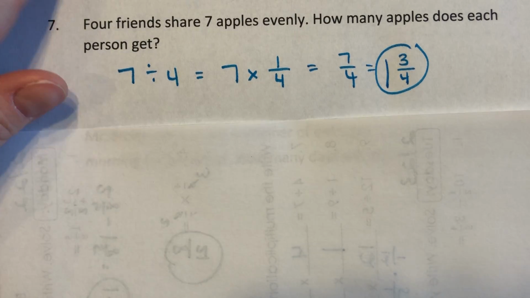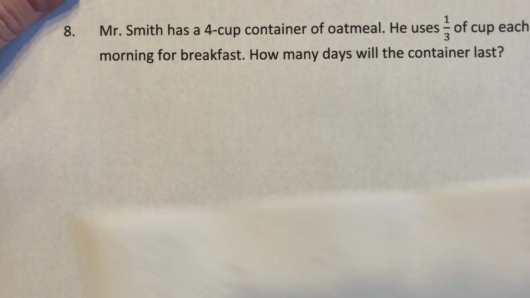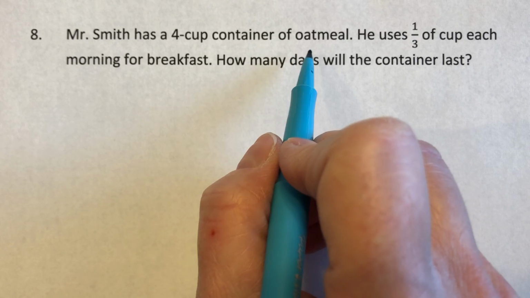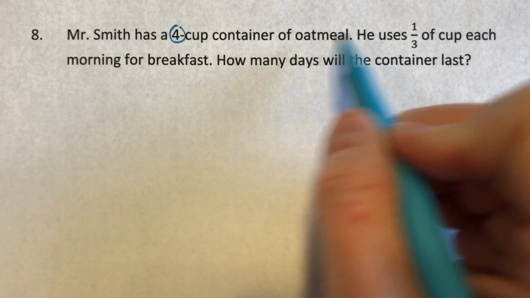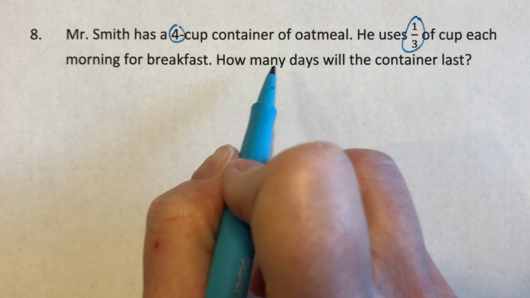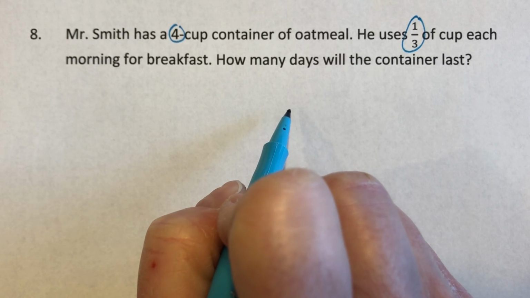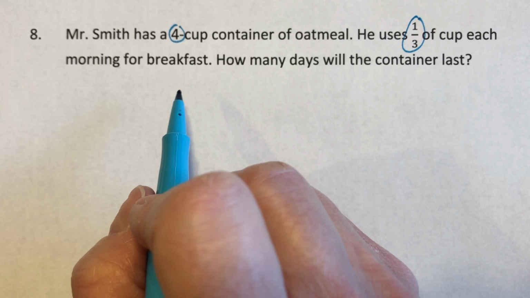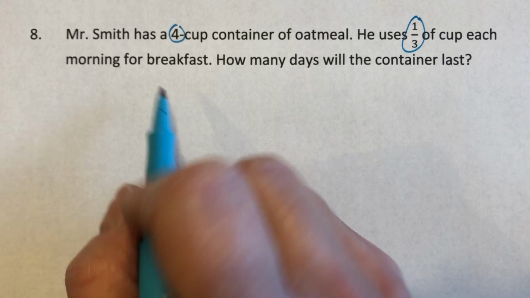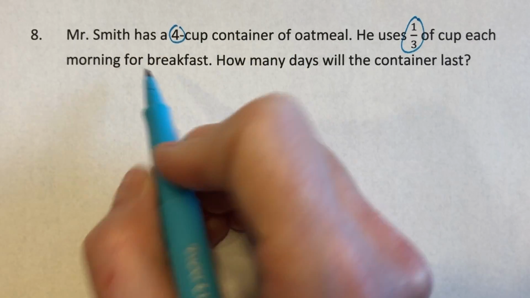Okay, last one. Are you ready? Ready or not? Here it is. Mr. Smith has a 4-cup container of oatmeal. He uses 1/3 of a cup each morning for breakfast. How many days will the container last? All right, so I want you to write the division and then the multiplication equation you could use to solve it. So he starts with a 4-cup container, right?